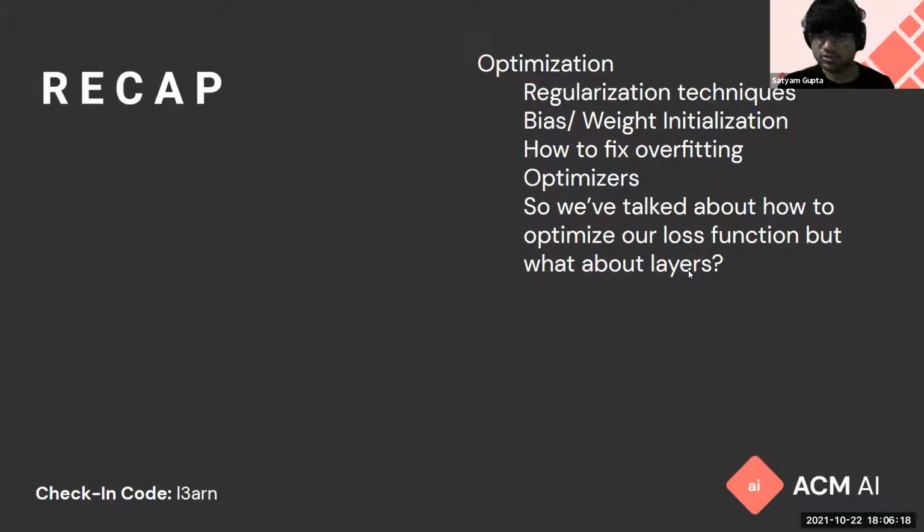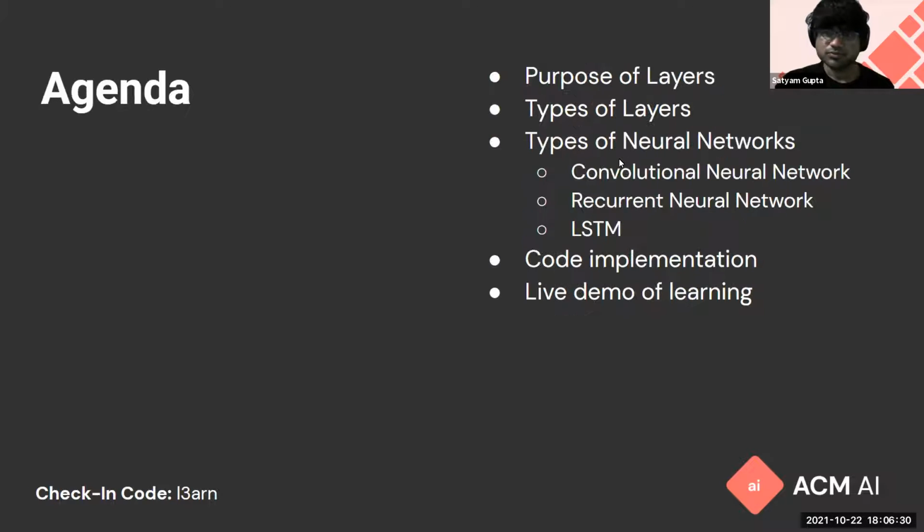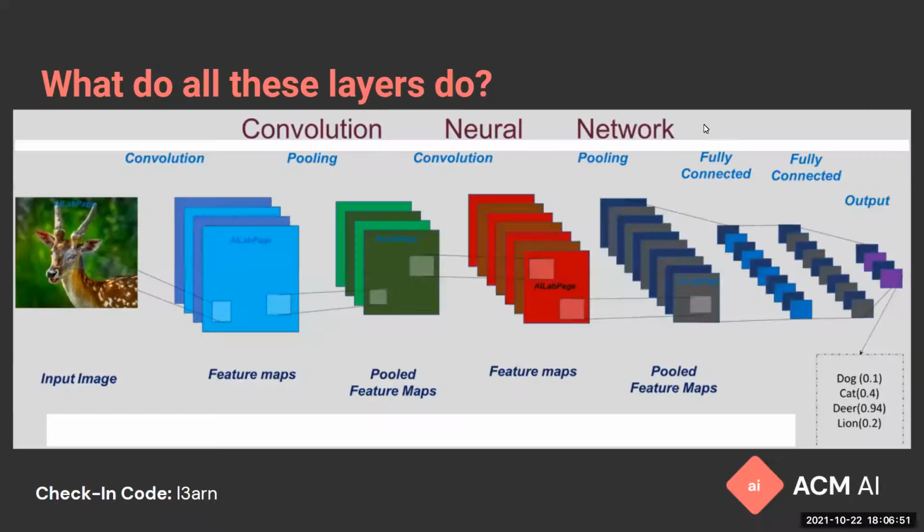So now that we've talked about optimization and how your models are learning, let's talk about how you would structure your model, or how you would want the model to look. This is what we are going to talk about: the layers that we are going to have, why do we have what layer, and when we have it. Mostly there are three different kinds of layers that you can have: convolutional, recurrent, and LSTMs. And then we can look at some code and have a live demo maybe.